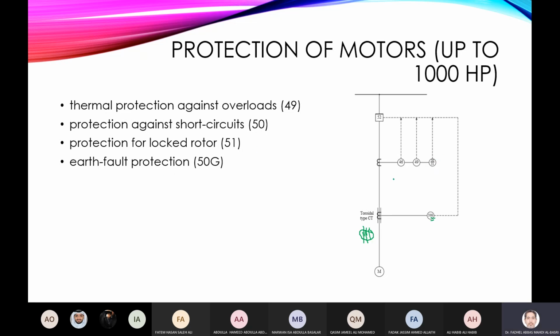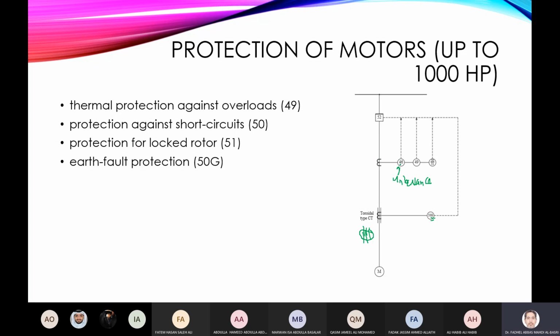Also, I need the 46 and 47. 46 for the imbalance. This is imbalance protection. We have two types of devices we use for imbalance: the 46 for current imbalance and the 47 for voltage imbalance.